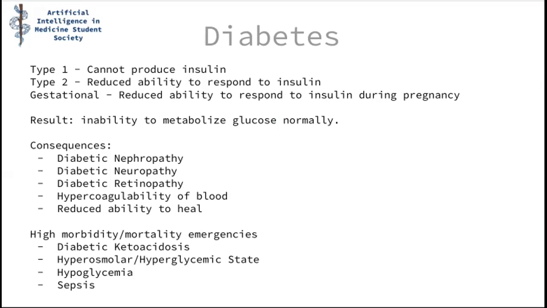That's a natural progression of the disease. Hypercoagulability of the blood, you're more likely to develop clots, and the reduced ability to heal. So if you get a cut, it'll just stay open for a very long time, and you have an increased risk of infection in that case. You can also have a lot of complications during diabetes when it's poorly controlled. So diabetic ketoacidosis is an example, something called HHS, hyperosmolar hyperglycemic state, hypoglycemia, and sepsis.